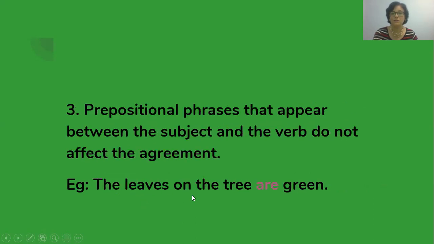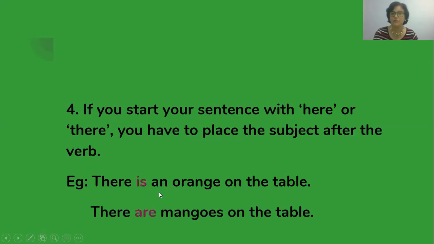We are looking at the subject, which is the waiter. Okay? The third rule. Prepositional phrases that appear between the subject and the verb do not affect the agreement. So like we have something like this, the leaves on the tree are green. So what exactly are we talking about? What is the subject? The leaves. We are not talking about the tree. We are talking about the leaves which were on the tree. So here it is plural. So the leaves are green, not is green. We can't possibly say is green because we're talking about many leaves. It's plural.